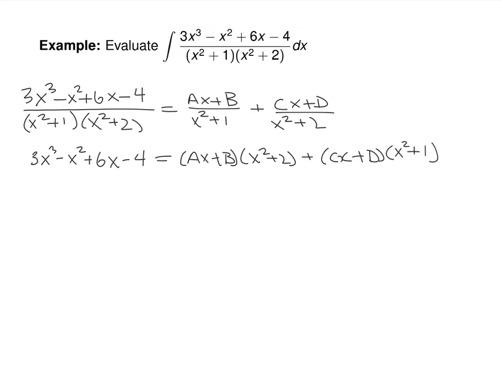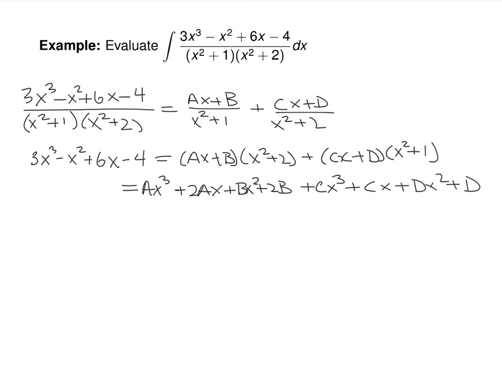I'm not going to rewrite the left side, it just takes so much space. So expand out the right side, and we have ax cubed plus 2ax plus bx squared plus 2b. And then the next expansion gives us cx cubed plus cx plus dx squared plus d. And let's just group the like terms. So first we have the cubes, that one and that one. So we'll have x cubed times a plus c.